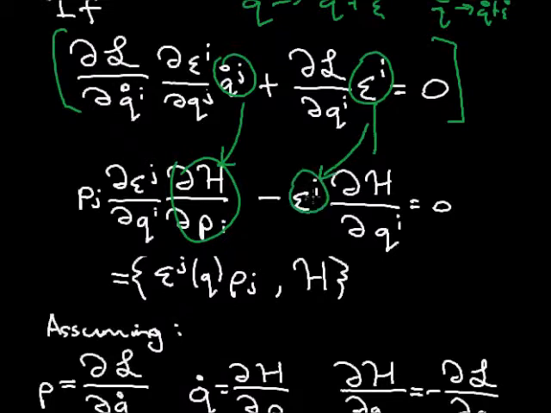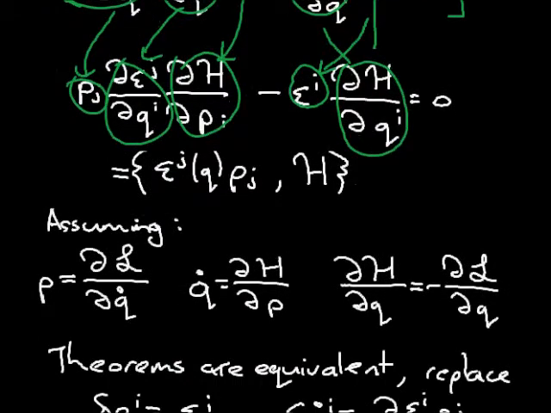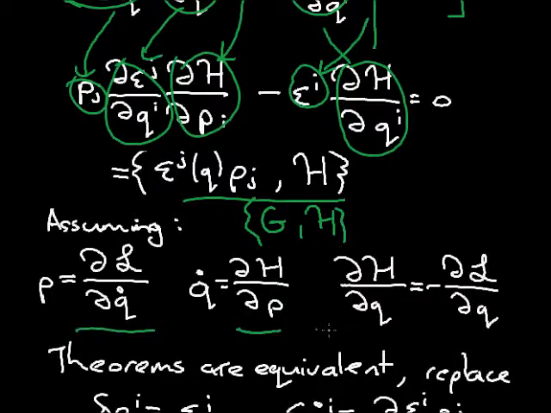This means that q dot equals dH/dp, and dH/dq equals negative p dot, which by Euler-Lagrange equals negative dL/dq. P is, by definition, dL/dq dot. We can assume that they hold because the Noether theorem is predicated on the equations of motion.